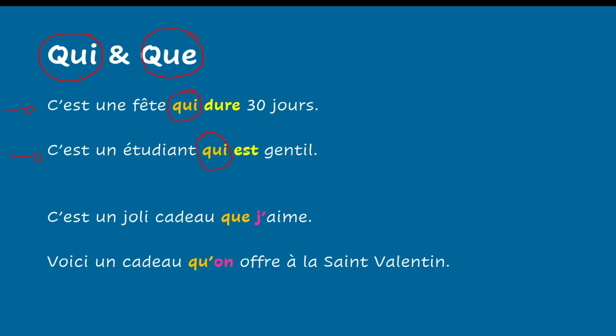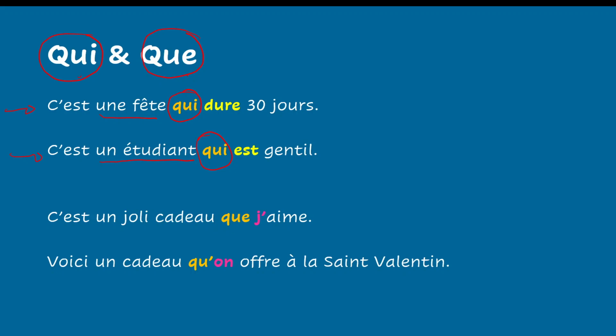So here, for a thing, you're going to use qui, and you also see in French that for a person, you also use qui. So it doesn't matter if it's a person or a thing, you need to use qui. In English, it's a bit different. You're going to say that or who if it's a person. Not in French. You're going to use qui in both cases.